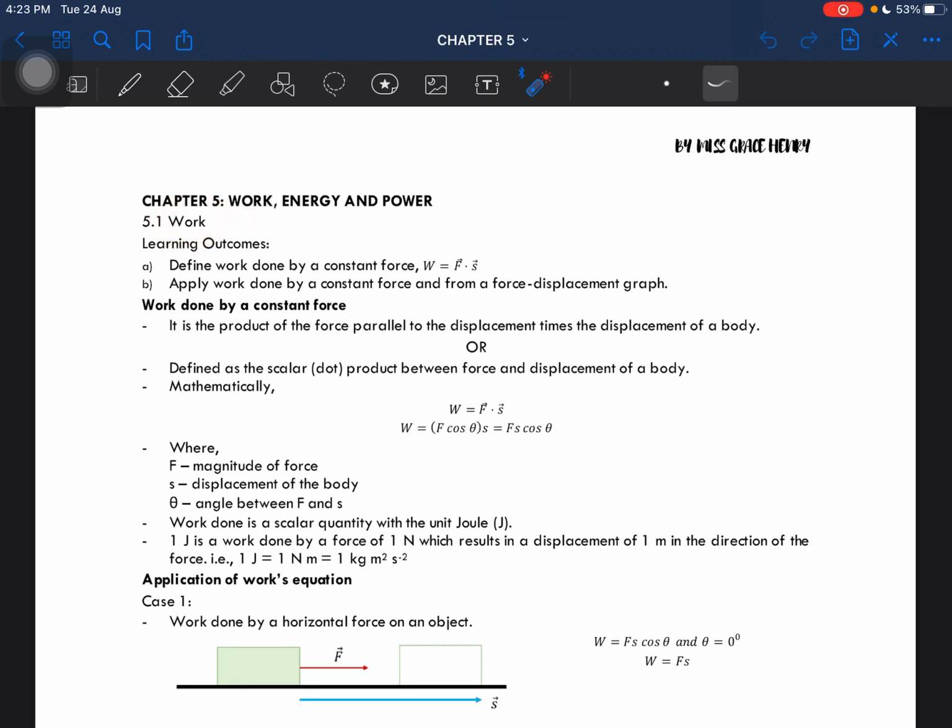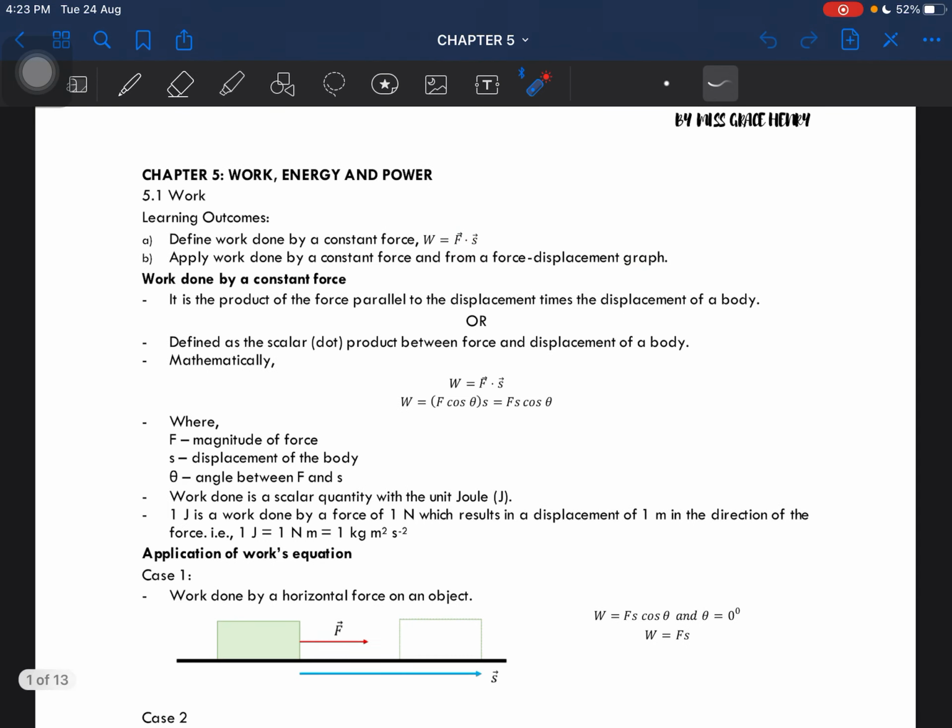Right, so in this subtopic you should be able to define what is work done by a constant force. So basically this is the formula for work done. And then you also have to be able to apply this work done formula, and also find the work done from a force displacement graph.